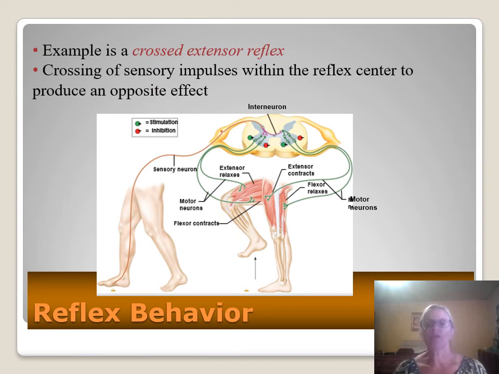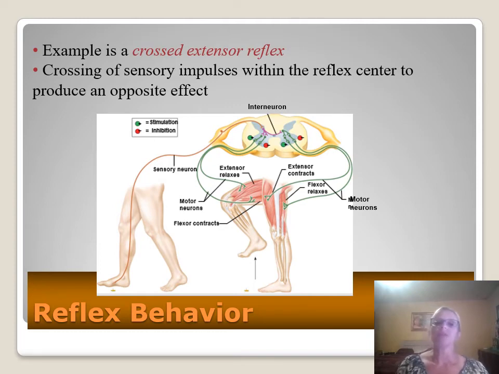So this is a crossed extensor reflex, and you can see it's a little bit more complex, right? I've got several things going on there. And this is what happens when somebody comes up behind you and takes out your knee. What tells your other leg to support your weight? And so that's a crossed extensor reflex, and that's the crossing of sensory impulses within the reflex center to produce the opposite effect. So when the flexor muscles on the affected side, we would call that the ipsilateral side, contract.